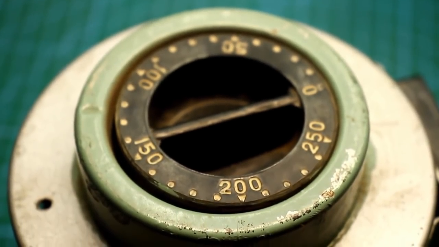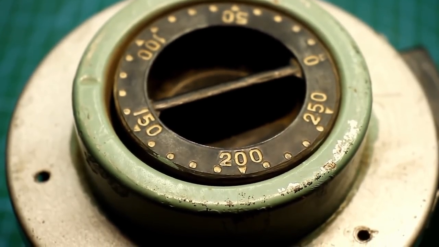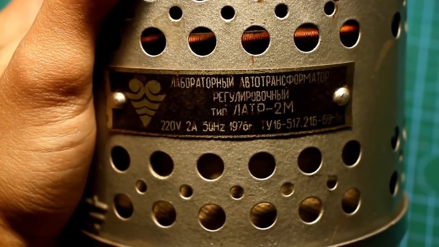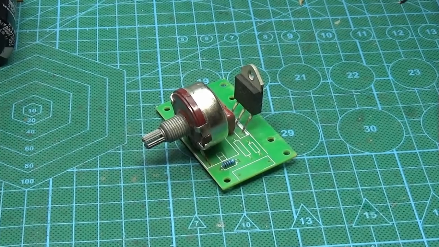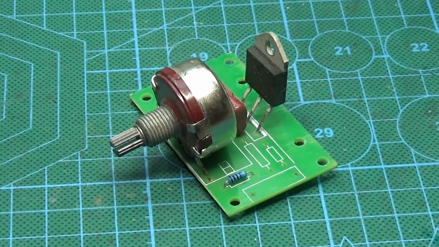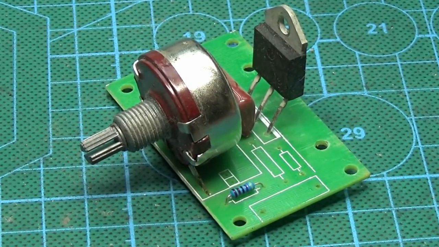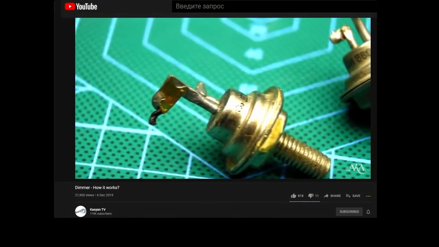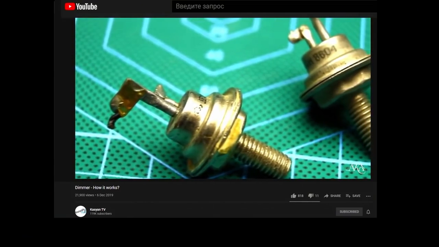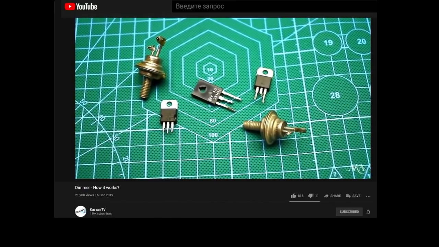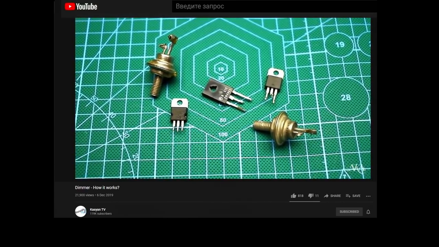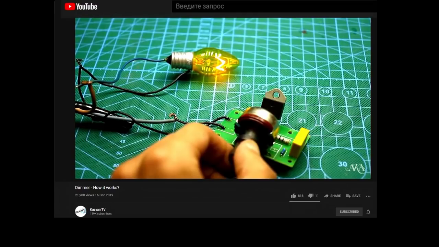The main and perhaps the most popular way of adjustment is the laboratory autotransformer of LATR. Another method is electronic using phase pulse power regulators. The disadvantage of phase pulse regulators are the large ripples entering to mains, as well as the shape of the output signal, which differs from the sinusoid.